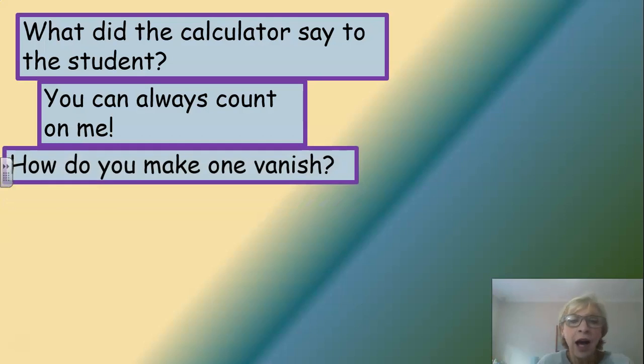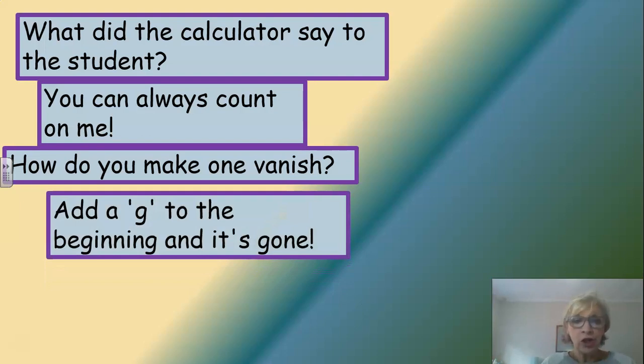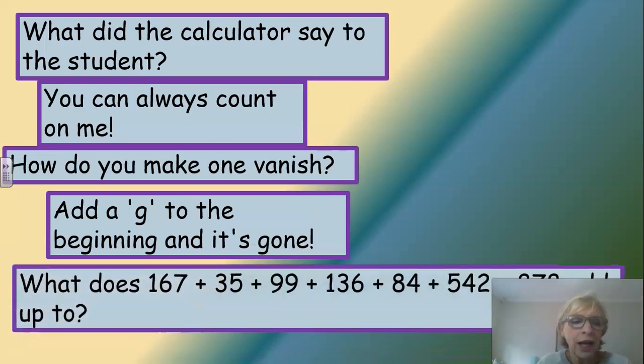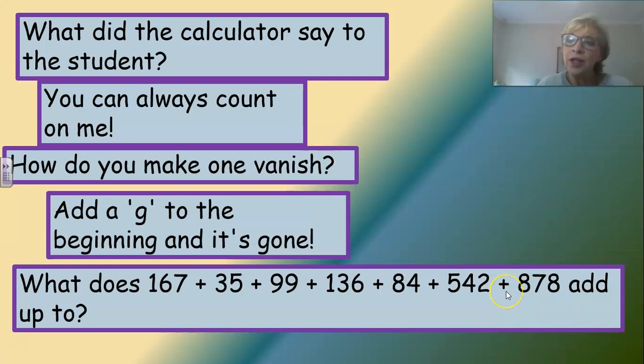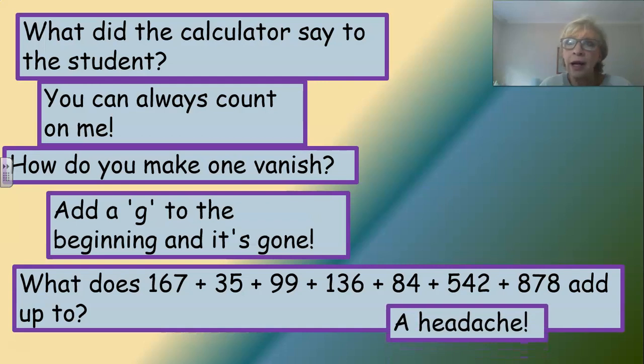That's quite funny. How do you make one vanish, disappear? Well, you add a G to the beginning of the word one and it's gone. That's quite clever, don't you think? Now, listen to this one. What does 167 plus 35 plus 99 plus 136 plus 84 plus 542 plus 878 add up to? How quick do you think you can work that out? I can't. You know why? Because it gives me a headache. It adds up to a headache.